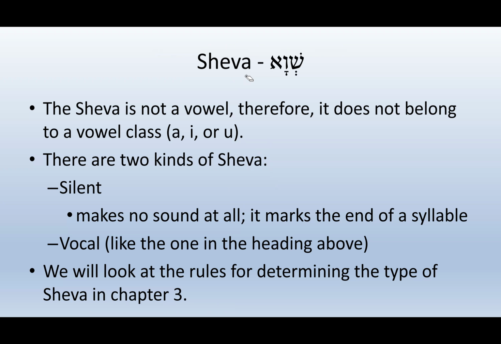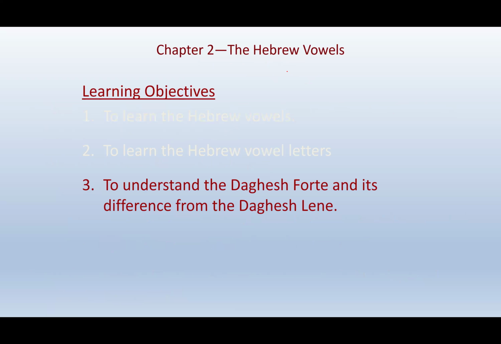There are two kinds of shva. There's a silent shva, which, this is going to be a big surprise, doesn't make any sound at all. Why is it there? It marks the end of a syllable. That's why it shows up. It helps you with your syllabification and to pronounce the word properly. But then there's also the vocal shva, which is like the one up here in the heading. This is how you write shva in Hebrew. The E just doesn't get very much pronunciation at all. We'll look at the rules for determining the type of shva when we get into the next chapter. Just want to introduce it, okay?